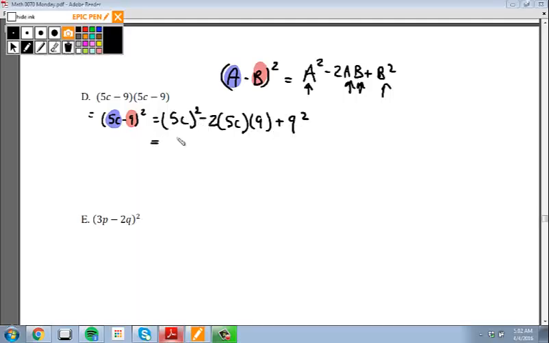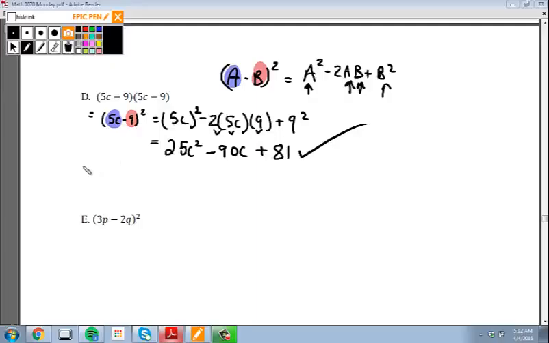Remember to square the 5 and the c, so 25c squared, then 2 times 5 is 10, times 9 is actually 90, so minus 90c, and then 9 squared is 81. Cha-ching! I know that most of you won't use this method. Most of you will still do this one using the FOIL method.